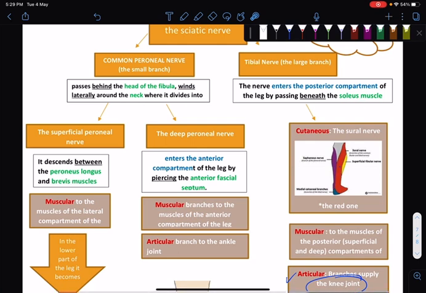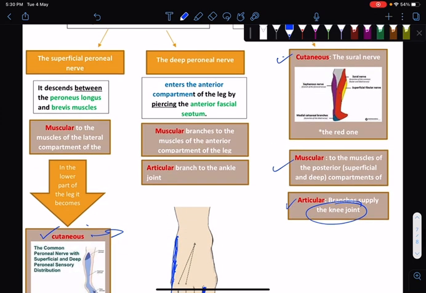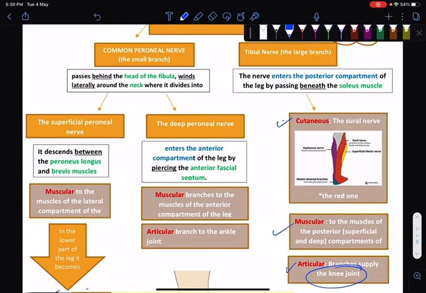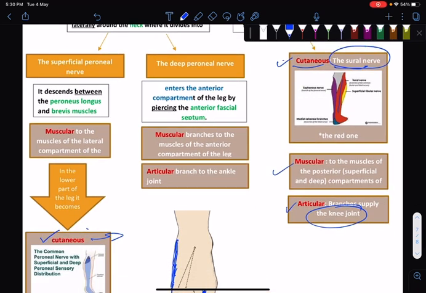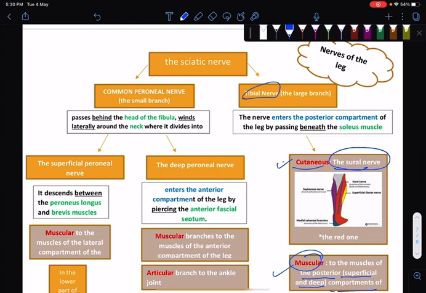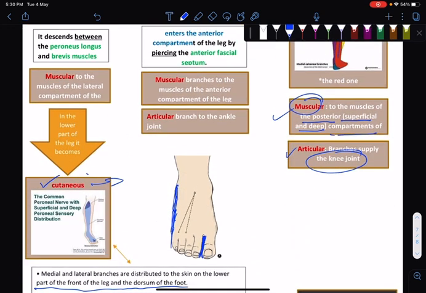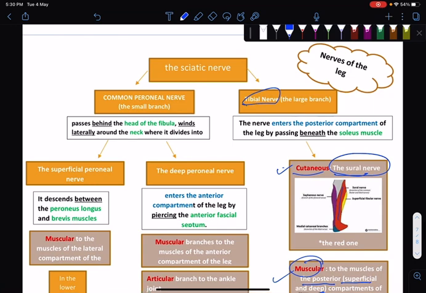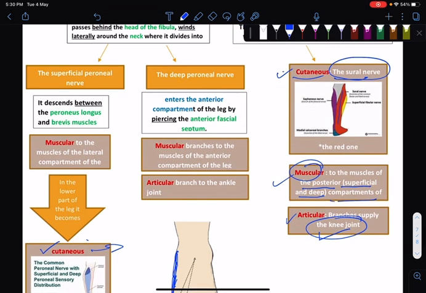بينزل تحتها وبعطينا cutaneous وبعطينا muscular وبعطينا articular. تمام. الـ cutaneous بعطينا sural nerve، احفظوه بس sural nerve. بعطينا muscular احنا عارفينها من قبل، اللي هي to the muscles of the posterior superficial or deep compartments. تمام. هذا ايش التيبيال نيرف. اوكي. والـ articular بعطينا knee joint. اذا بعطينا كل اشي هو large branch.